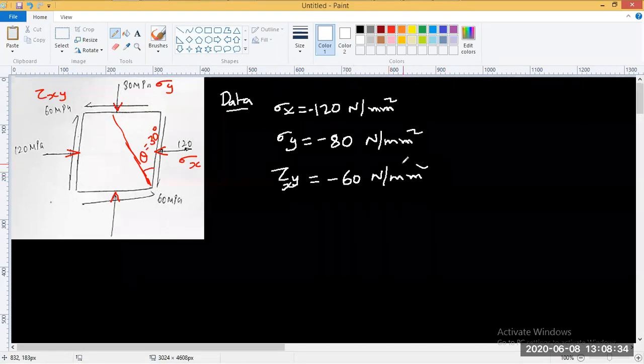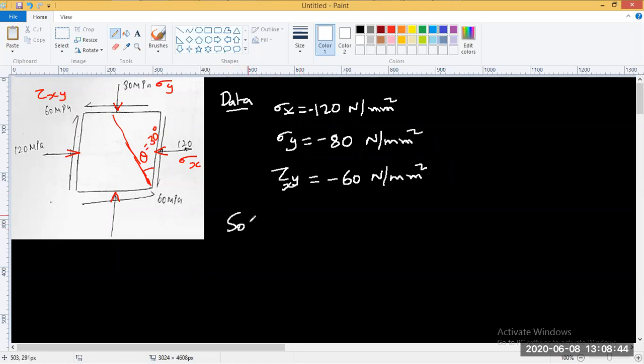So all values here, the stress values, they fall in the negative category. Okay. So that's all the data we need. Let's start off with the solution. So we'll go with the first one, that is principal stress.